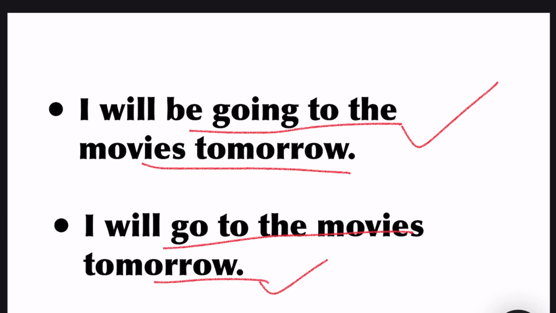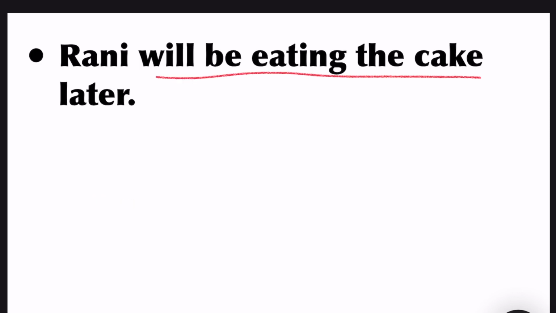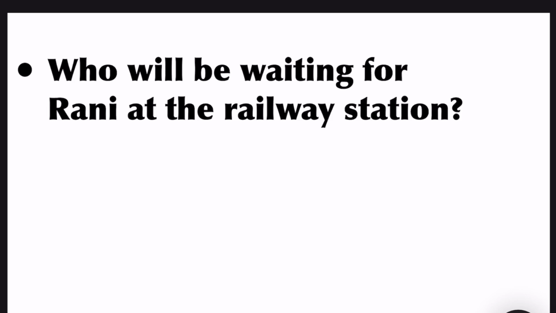So, in the future, at a particular time, if you are sure to do the action for a period of time, you have to use future continuous tense. Look at this example. I won't be going to the party tonight. Will your parents be coming to the party tonight? It's a question. Rani will be eating the cake later. For sure, he will eat the cake.